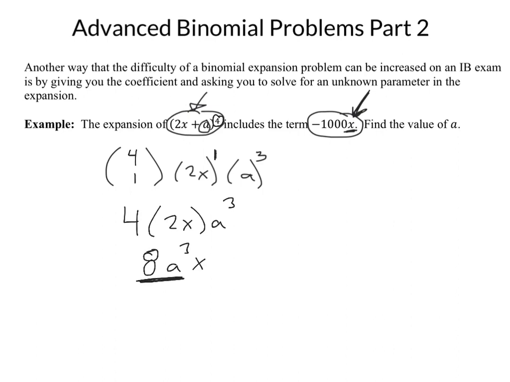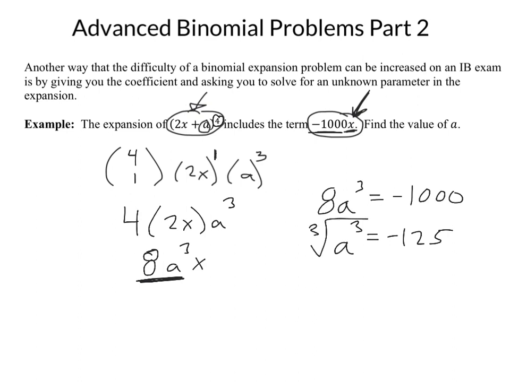And now at this point, I can see that the coefficient of x is supposed to be 8a cubed. But they also told me that's supposed to be negative 1000, so I can just set those equal. 8a cubed equals negative 1000. Dividing through by the 8, you'll get a cubed is negative 125. And then finally, cube rooting both sides will give me that a is negative 5. And there it is. These problems are really not that much more difficult than our initial binomial expansion problems were.